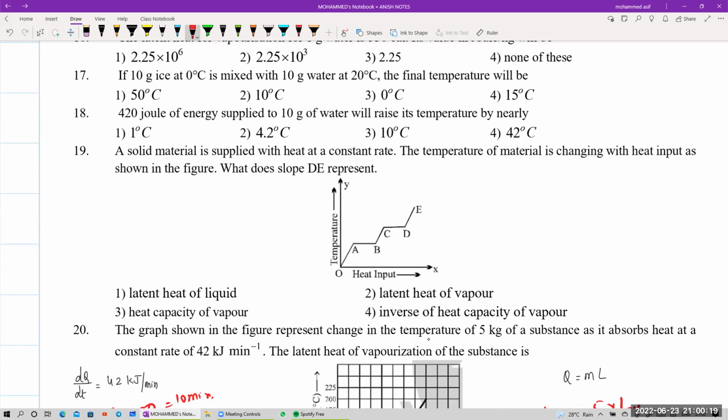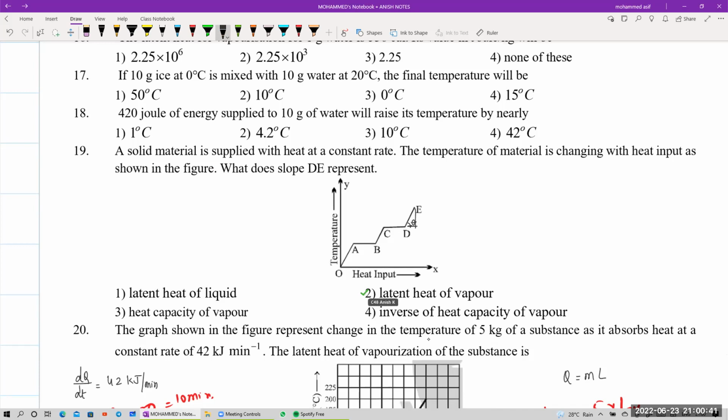That means this is the slope only, na? This is the slope, what it is exactly representing. So this is the graph right now for this one. Heat of vaporization, or the latent heat of vapor. So here it is converting into steam. That means the slope of this dE will be equal to how much?